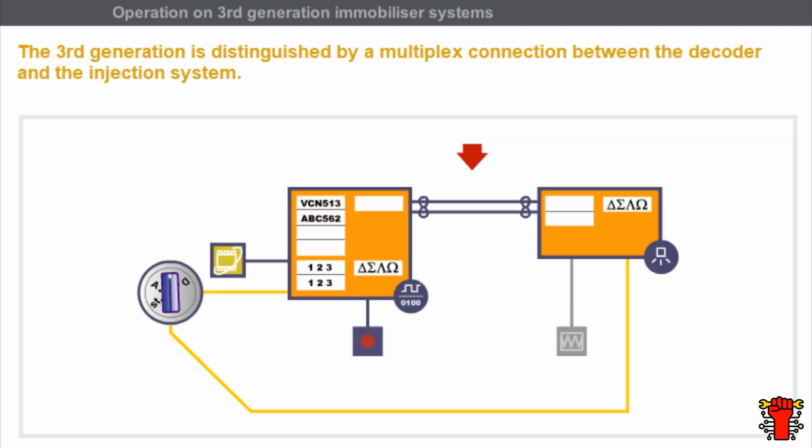The third generation is distinguished by a multiplex connection between the decoder and the injection system. The injection system is no longer passive in authorizing the engine to start. Indeed, the injection system requests starting authorization from the decoder when the ignition is switched on. The injection system transmits a challenge to the decoder. This challenge relates to the encrypted key being recognized. If the response from the decoder corresponds to the result calculated by the injection system, it unlocks and authorizes the engine to start.